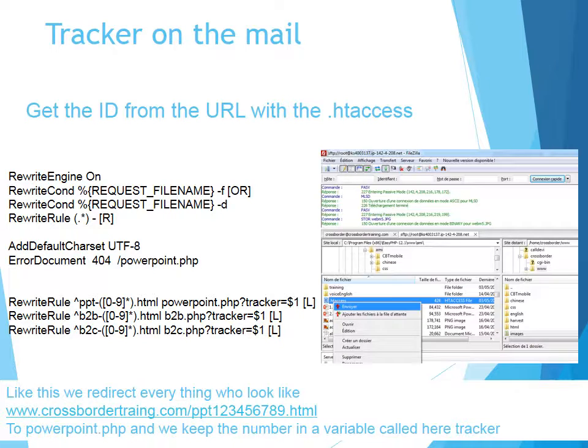You do the same for B2B and B2C if it's for B2B and B2C, and like this you can have the trackers. Very simple. You re-upload the .htaccess on your server, and automatically each time someone types ppt-number.html, they will be redirected to powerpoint.php with a tracker ID equal to the number.